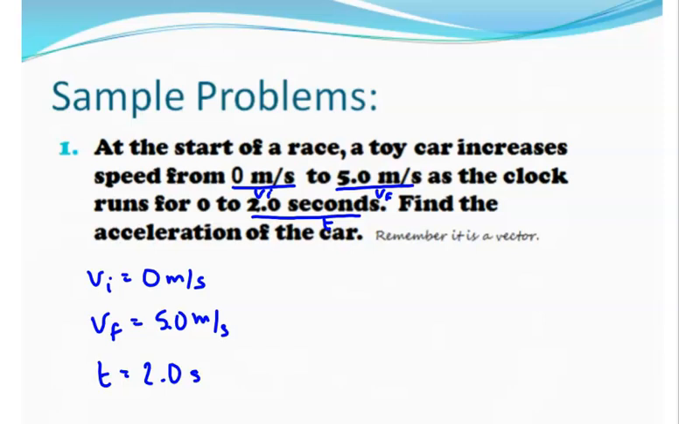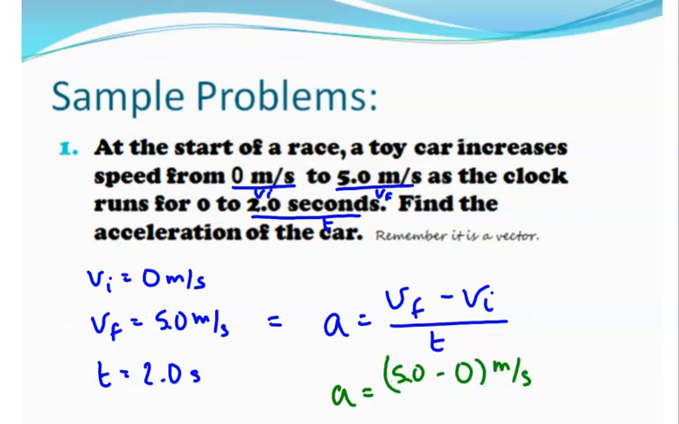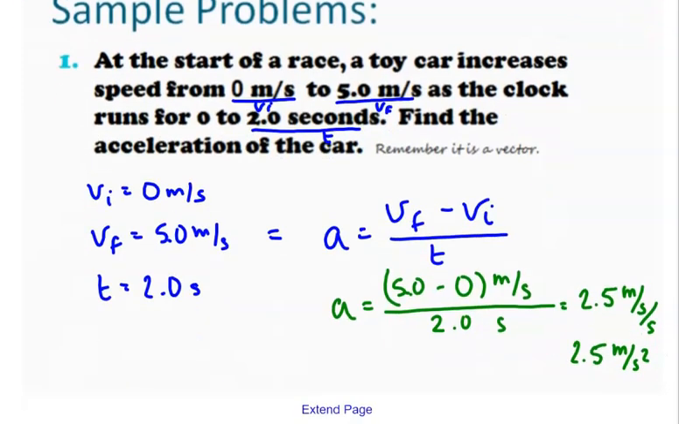It wants the acceleration, so it's going to be an A equals formula out of the ones that we had. The final velocity is going to be the 5 meters per second minus the 0 meters per second, and this is all over the 2-second time period. And so there it is. Then we get for an answer 2.5 meters per second, or like I was talking about, meters per second squared.